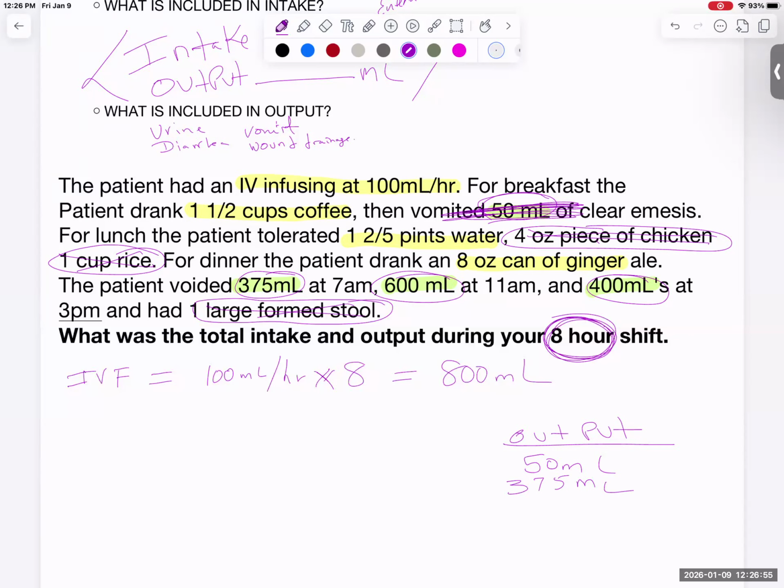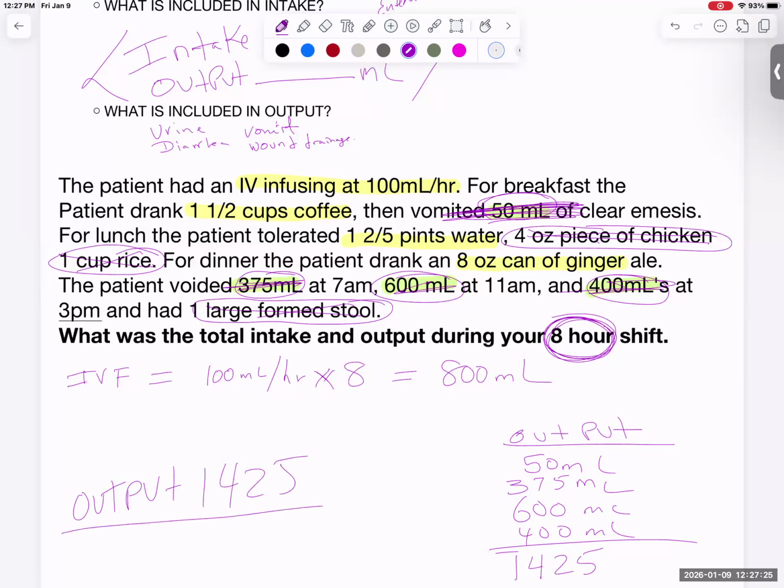I use that one. 600 milliliters. I use that one. 400 milliliters. I use that one. And that is all my output. I will triple, quadruple check it, and then I will get my calculator and do 50 plus 375 plus 600 plus 400. And that equals 1425. So if I wrote on the answer line output 1425, would I get that right?